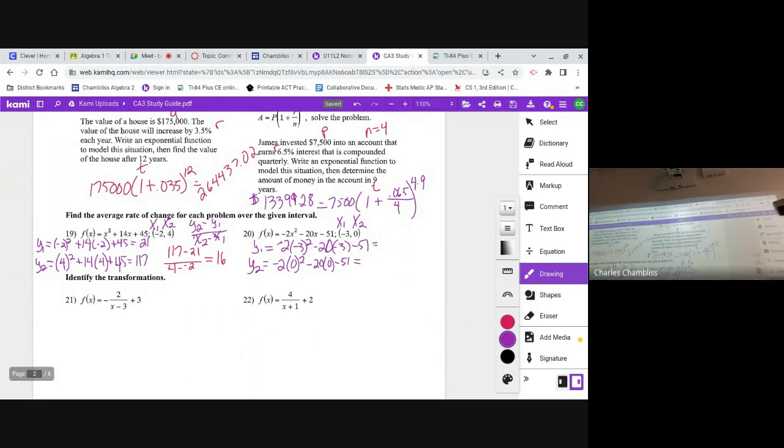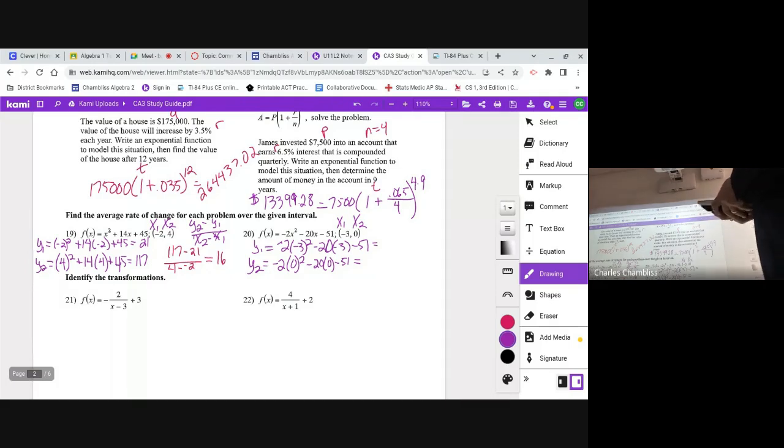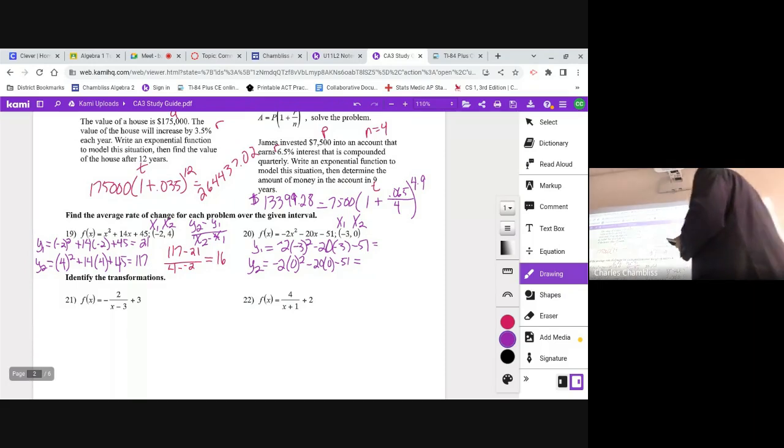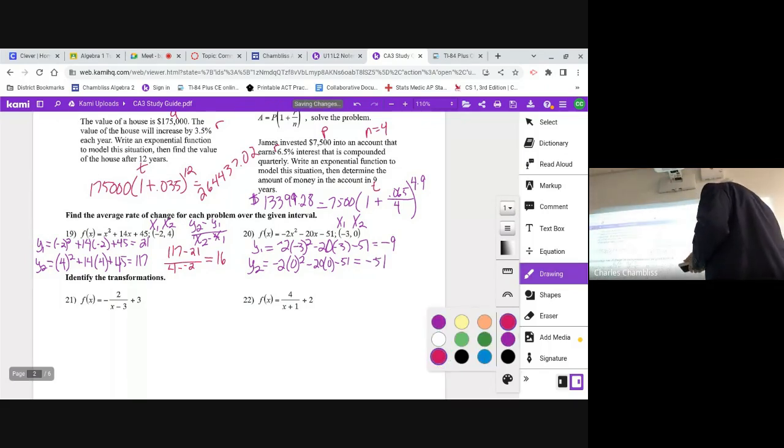For number 20, again, negative 2x squared minus 20x minus 51. The first one, when I plug in negative 3, I get negative 9. When I plug in 0, I get negative 51. And then I take those numbers, plug them into the slope formula, y2 minus y1, negative 51 minus negative 9 over 0 minus negative 3.